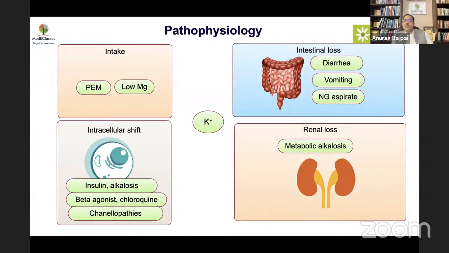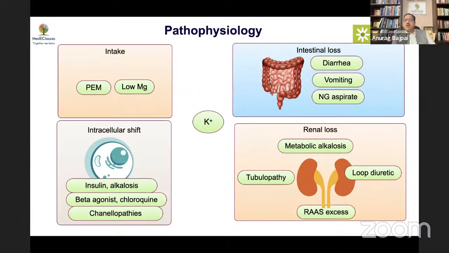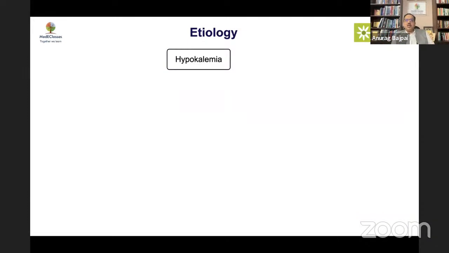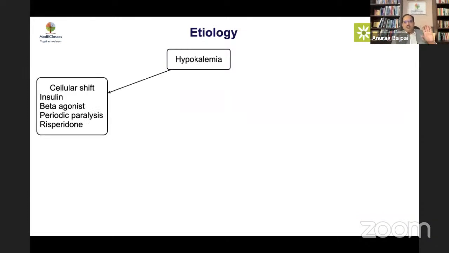The renal loss, the important cause will include metabolic alkalosis. So hypokalemia causes alkalosis, alkalosis causes hypokalemia. Tubulopathies like Bartter and Gitelman syndrome, loop diuretics, and of course, excess of the renin, angiotensin, aldosterone system, hyperreninism, renal artery stenosis, aldosterone producing tumor, epithelial sodium channel defect in the form of Liddle syndrome, they will all cause abnormalities in that regard.